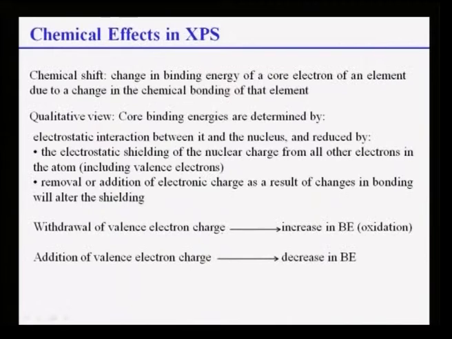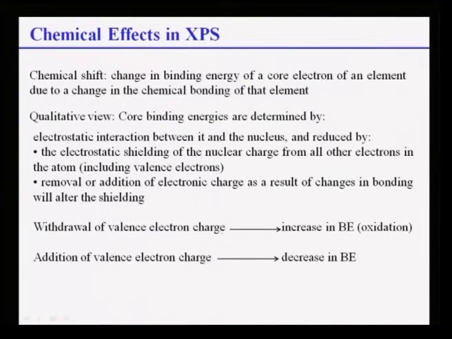So let me first discuss chemical shift, which is very important from the XPS point of view. What is a chemical shift actually? Chemical shift means a change in the binding energy of a core electron of any element due to a change in the chemical bonding of that element. That means when there is bonding between two elements, there is going to be a change in the binding energies of the core electrons, and this leads to shifting of the peak position in the XPS spectrum. I hope this is clear. I will make it clear by giving some examples also.